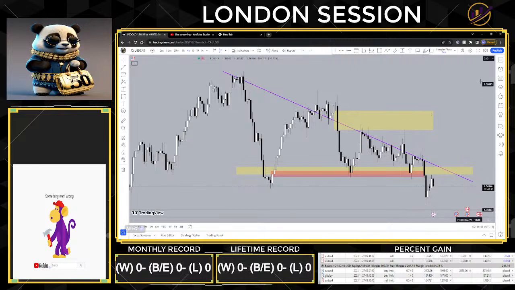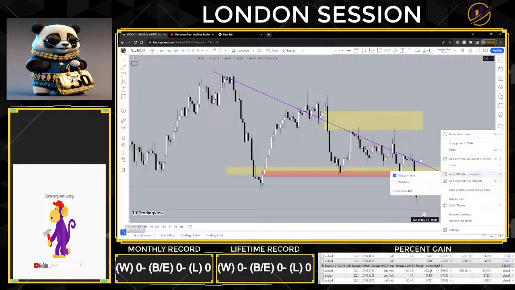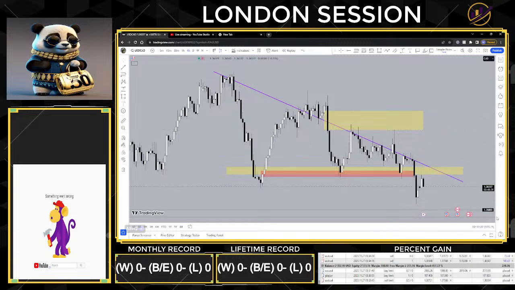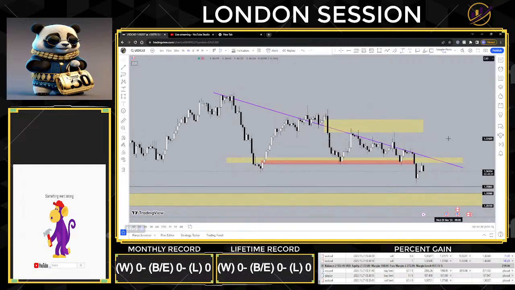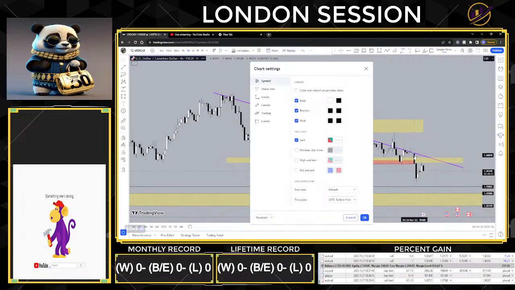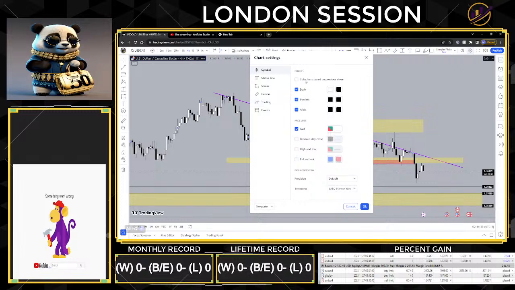So now we know. Makes sense. Let's try and adjust this just so that we are able to even see.